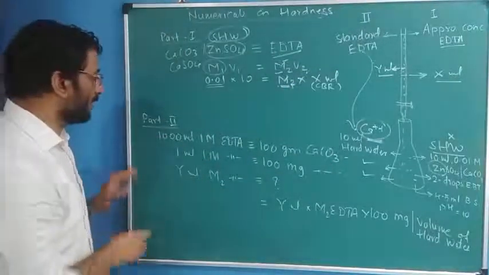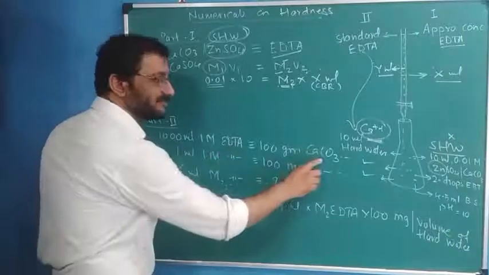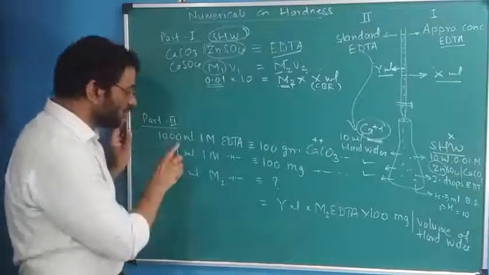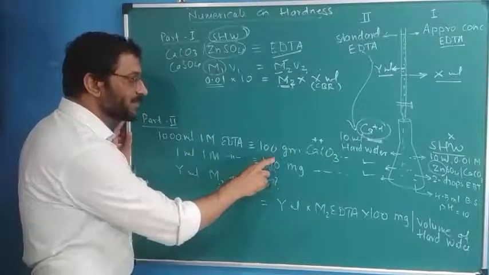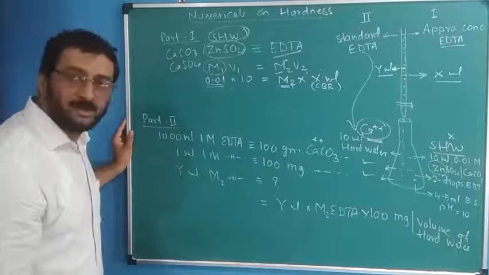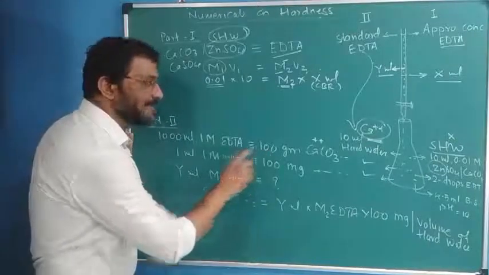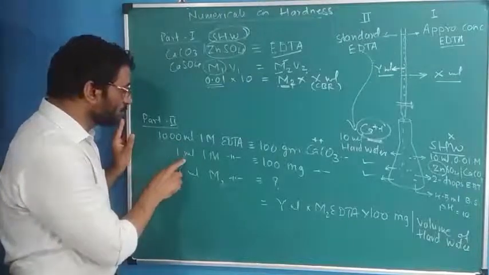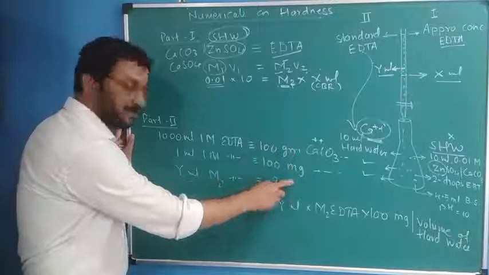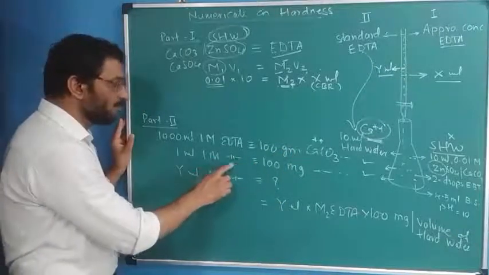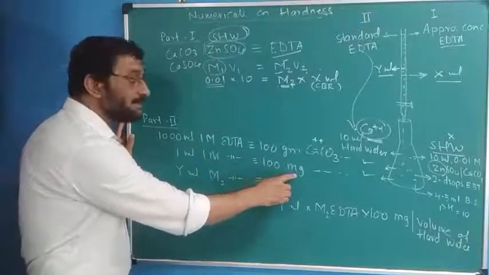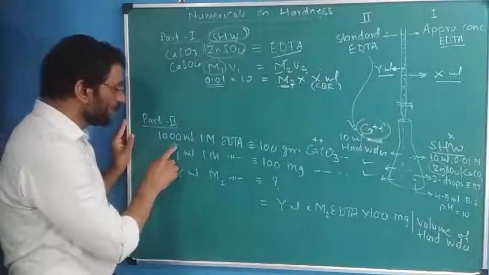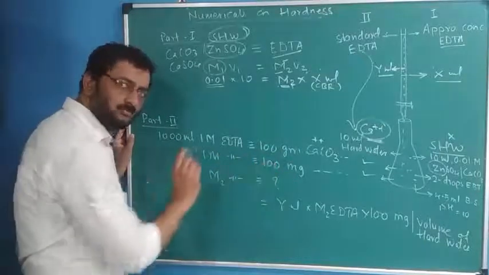You know the calculation part. It is a reaction of EDTA versus CaCO3. The reactive ion is calcium, the hardness-causing ion. 1000 ml of 1 molar EDTA corresponds to the molecular weight of CaCO3, that is 100 grams. You know that. So in the second equation, convert this 1000 to 1, so gram to milligram. 1 ml of 1 molar EDTA corresponds to now 100 milligram of CaCO3.